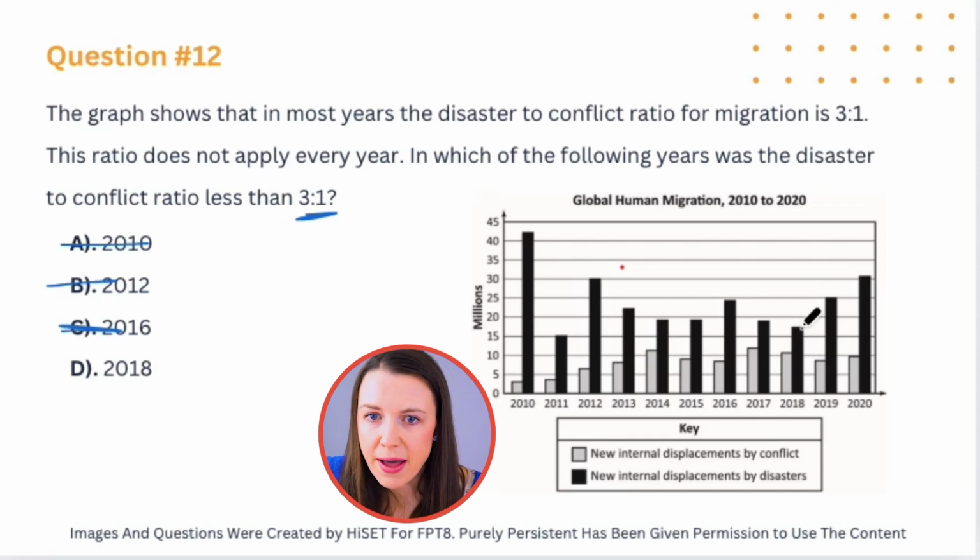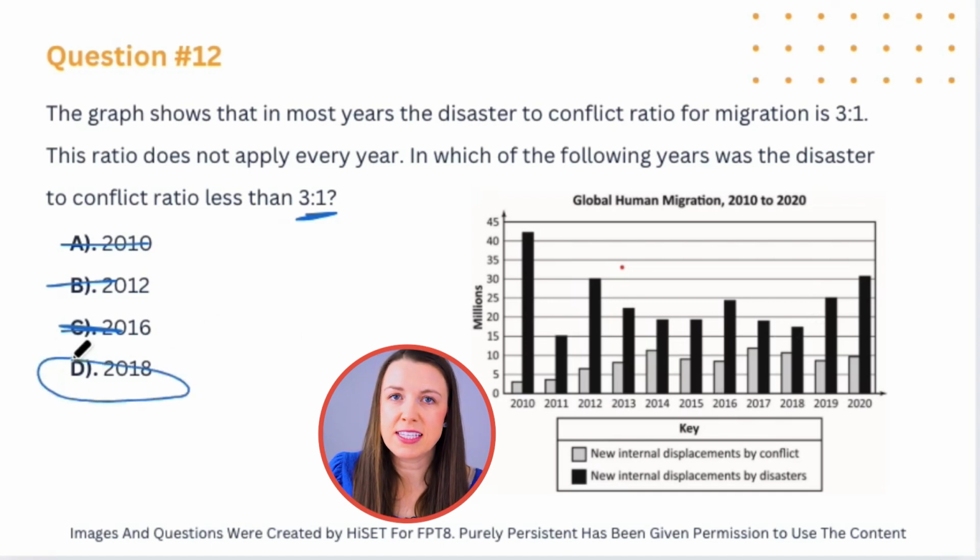Here we have about maybe 17. And this one right here is about 11. Is that less than 3 to 1? Yeah, 17 to 11. That is a smaller ratio than our 3 to 1. So my friends, D is the answer.